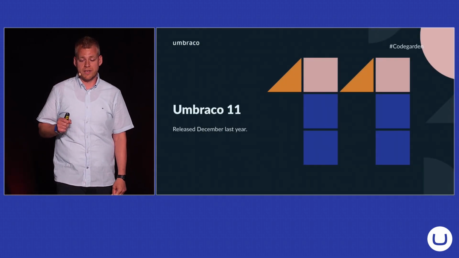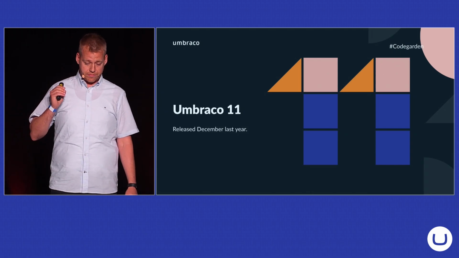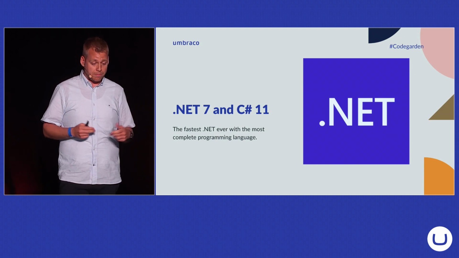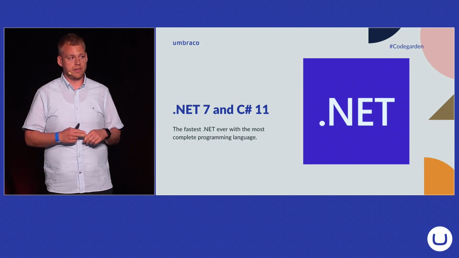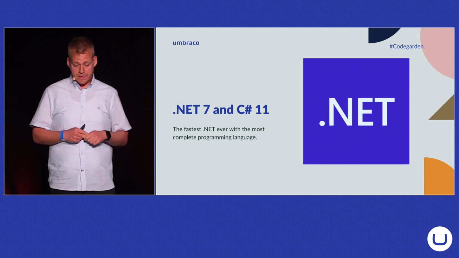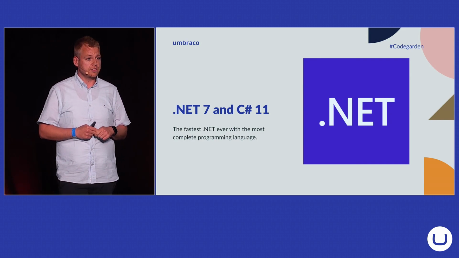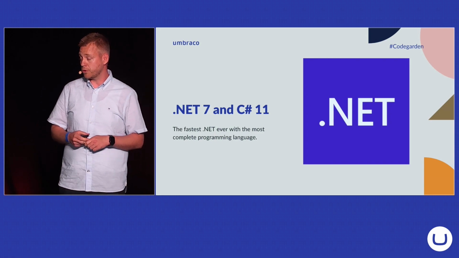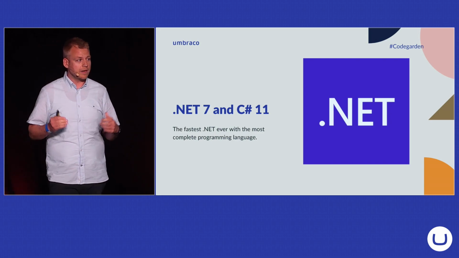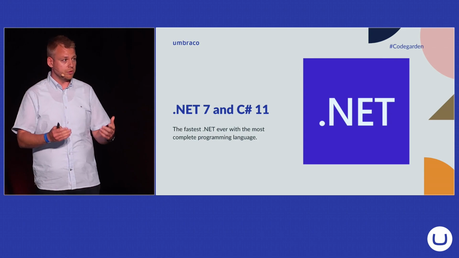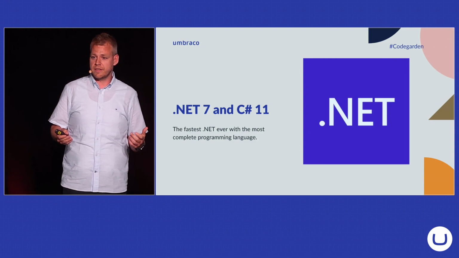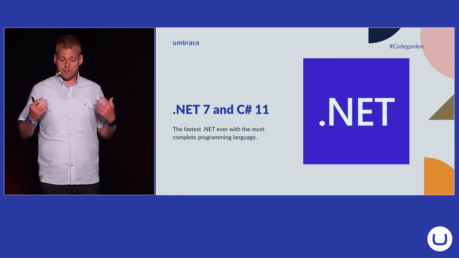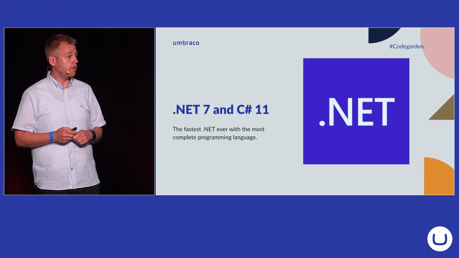Umbraco 11 was released in December last year. It's powered by .NET 7, and .NET 7 unlocks C# 11. .NET 7 is the fastest .NET ever built, and C# just becomes better and better for each version, in my opinion. And of course, we want to bring this amazing platform to you, but there are breaking changes in the .NET versions. So we can only bring them in our major versions.